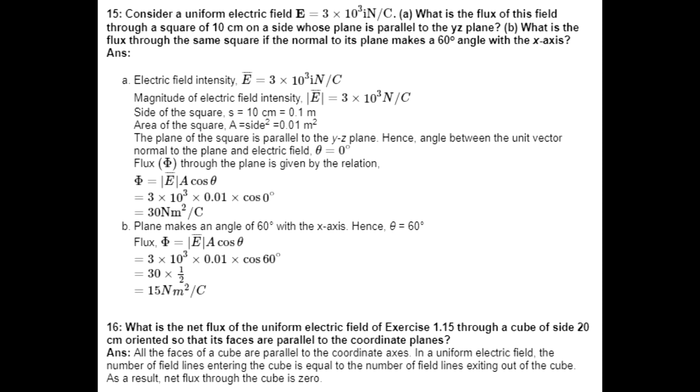Next question 16. What is the net flux of the uniform electric field in the previous question 15 through a cube of side 20 cm oriented so that its faces are parallel to the coordinate planes? As all the faces of the cube are parallel to the coordinate axes, in a uniform electric field, the number of field lines entering the cube is equal to the number of field lines coming out of the cube. As a result, the net flux through the cube will be 0.